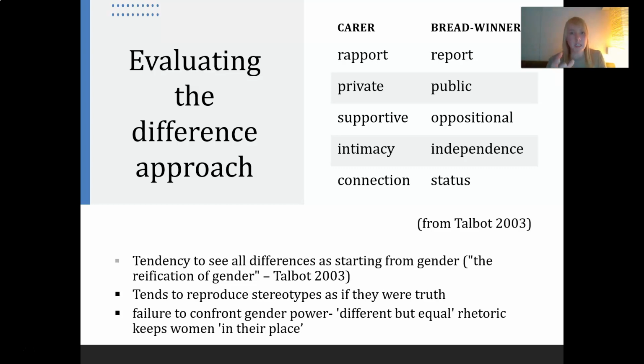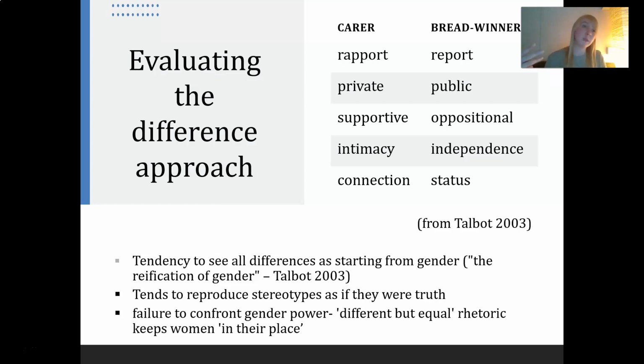Some of the critiques that then started to come to the fore of even this approach are interesting for us to pause on. Again, you can see that perhaps there are scenarios in which we might think about these as being true, of having particular characteristics that are perhaps more associated with men than women, or vice versa. But one of the things that Talbot really problematized in relation to this difference approach was that it still tended to see all of these differences as starting from gender, as things that men do and women do. It tended to reproduce stereotypes rather than challenge them, and reproduce them as though they were the truth.